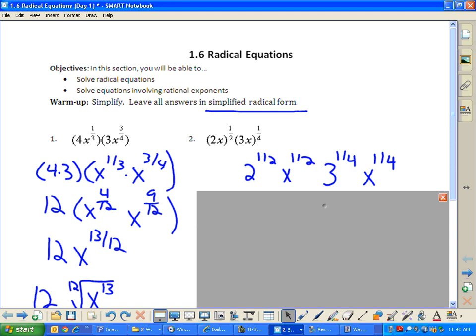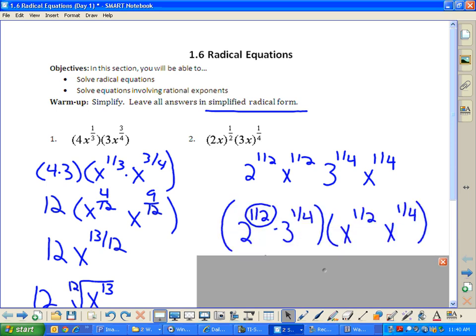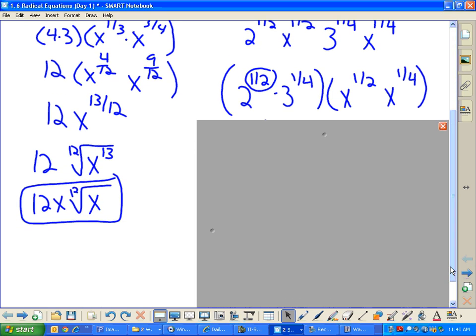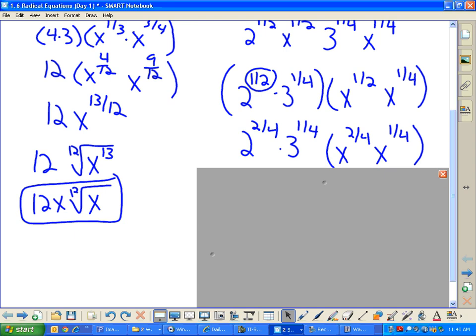So very similar to the problem before, I put 2 to the 1/2 and 3 to the 1/4 together. And then I put x to the 1/2 and x to the 1/4 together. So 1/2 and 1/4, add those together. That's going to give you your 3/4. You'll see I got a common denominator there to make that happen. So when I went to add 1/2 and 1/4, that's the same as adding 2/4 and 1/4. So you'll see I get 3/4 in the next line down.